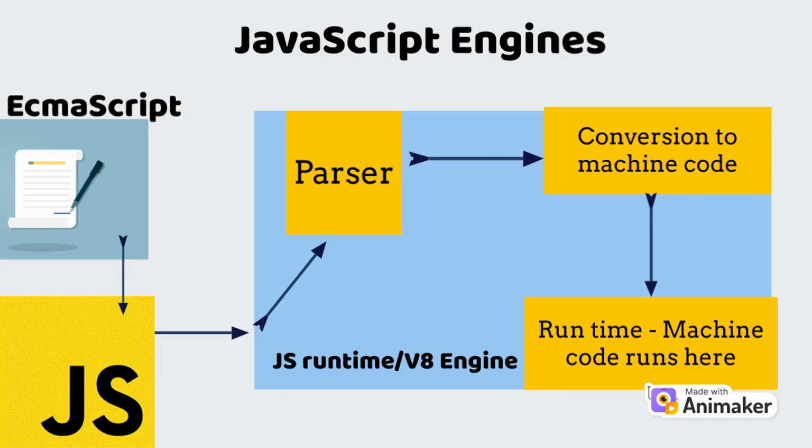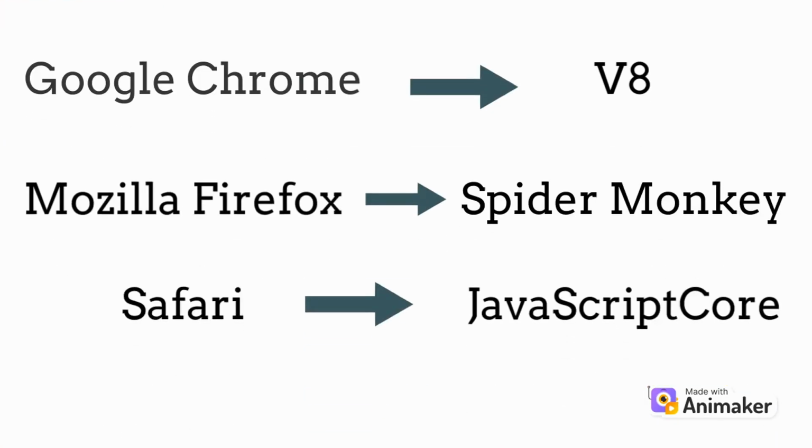Every browser vendor creates its own JavaScript engine, and as EcmaScript gets released every year with a new standard specification, every browser needs to update its runtime so that the new features are accommodated. Here is the list of browser JavaScript engines. Google Chrome has V8, Mozilla Firefox has SpiderMonkey, and Safari has JavaScriptCore from WebKit. Each JavaScript engine has its own unique implementation, but they should follow the EcmaScript standard.